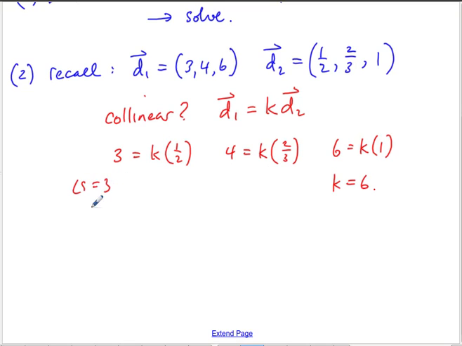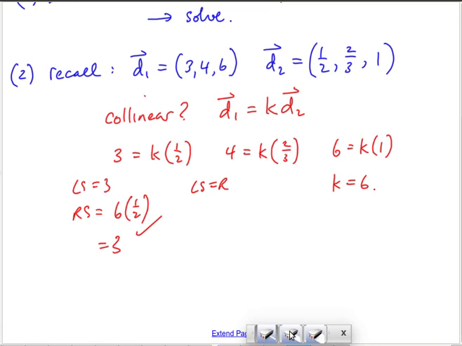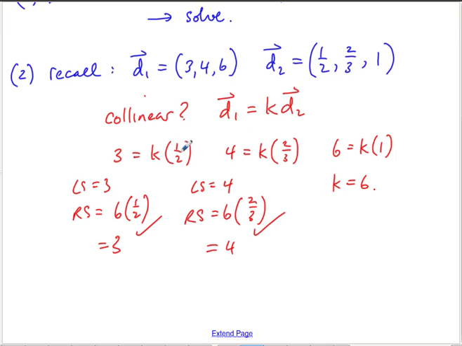And then I just do a left side, right side here. Left side is equal to 3. Right side is equal to 6 times 1/2, which is 3. Oh, that one worked. Left side is equal to 4, and right side is equal to 6 times 2/3, which is 6 divided by 3 is 2, and that's equal to 4. And that one works. Or you could just solve each of these for k individually. But as it turns out, they are collinear.